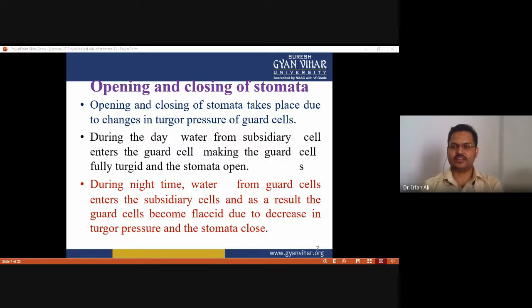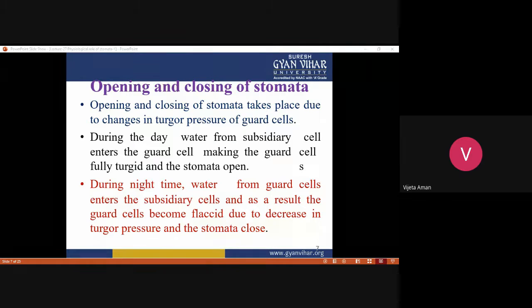So it exerts pressure on the wall of the guard cell. तो ये क्या करेगा, जो guard cell है उस पर एक pressure exert करेगा. And this pressure is called turgor pressure. Okay, Vijeta, understand? यस सर। Okay.